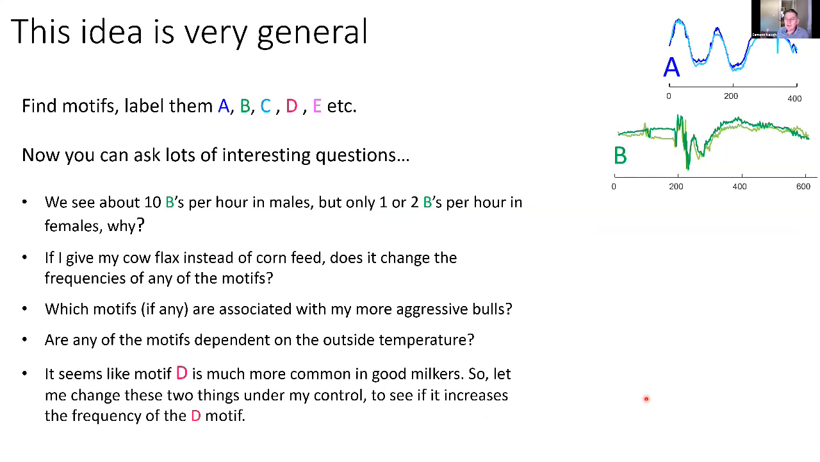So before I move on, this is an incredibly useful and powerful and general trick. If you can look at your data and you can find motifs and give them labels, A, B, C, D, E, F, G, you can now use other kinds of algorithms in text processing or association rules to find meta patterns within that data. So you can ask questions like the following. Suppose you see 10 B motifs per hour in males, but only 1 or 2 B motifs per hour in females. Why is that? Why are they so dimorphic in behavior? That could be an interesting question to ask.